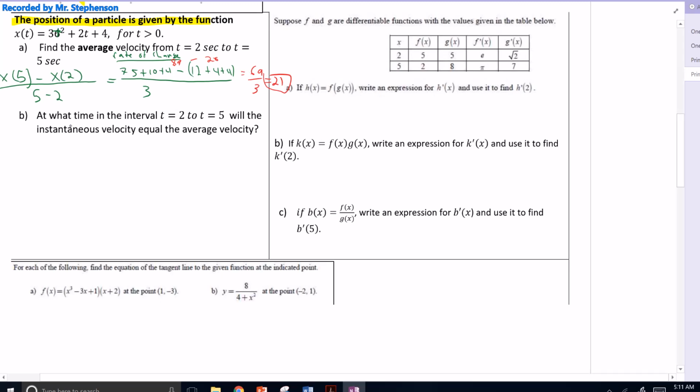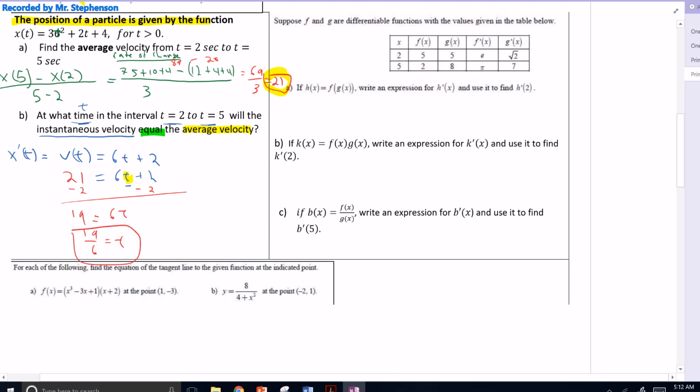Now the next question is asking, at what t value in the interval from t equals 2 to t equals 5 will the instantaneous velocity be equal to the average velocity? Remember, instantaneous velocity is the derivative, the slope of the tangent line. So I'm finding the derivative of my position, which is the velocity, 6t plus 2. And I want to know, when does my average velocity equal my instantaneous velocity? At what t value? So all you're left with is solving this equation. Subtract 2 on both sides, and you get 19 equals 6t. t equals 19 over 6. And that's your answer, at 19 over 6 seconds.